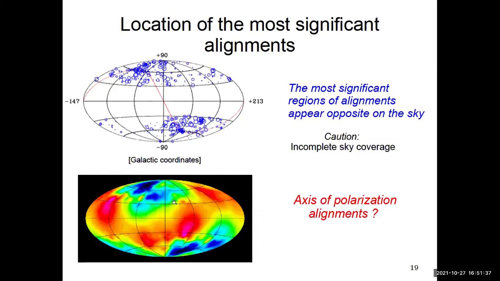This is another view of more or less the same thing. As I told you, the polarization angles are defined with respect to the north-south direction, so they depend on the coordinate system. So we can consider the global statistic as a function of the coordinate system, that is, as a function of the position of the pole of the sky. This is illustrated in this figure. By defining many poles, so many coordinate systems, we have higher or lower significance. And again, we see that there is some kind of opposite position, which may define an axis.